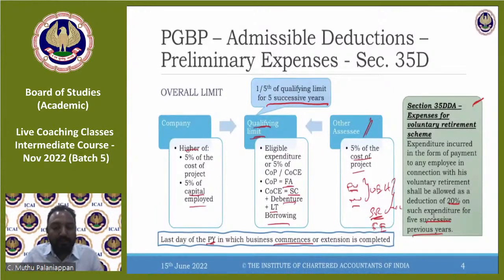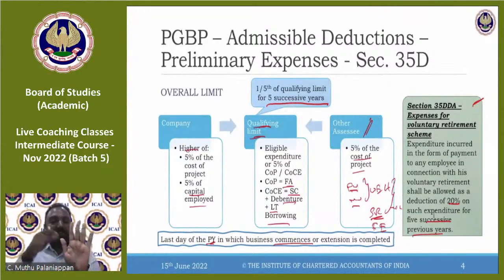Swati, 35 DDA is 4 years and not 5 years. No, it is 5 years. The first year is the year in which you have incurred the expenditure. So that is why the book says the year of spending plus 4 years. In total, it is 5 years only. It is not 4 years. Please don't get confused by the word 4 years. The deduction, according to the law, is for a period of 5 years, not 4 years.